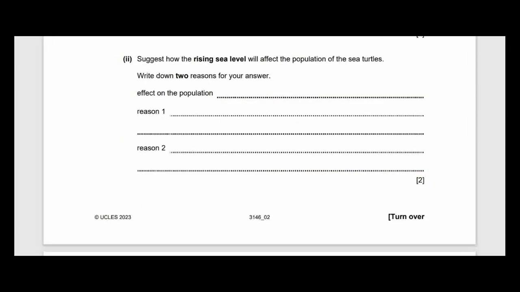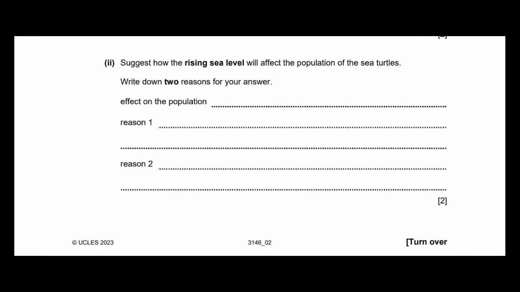Next, we are still in B part 2. Suggest how the rising sea level will affect the population of the sea turtle. Write down two reasons for your answer: the effect on the population, and the two reasons given. 10 seconds. 10, 9, 8, 7, 6, 5, 4, 3, 2, 1. Let's open up the answer.